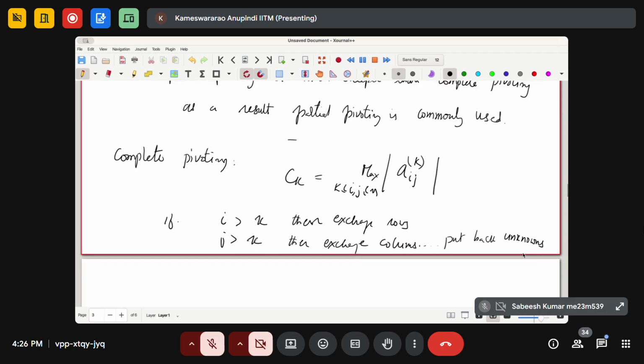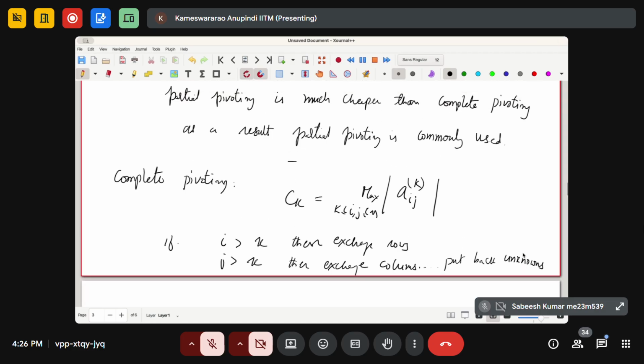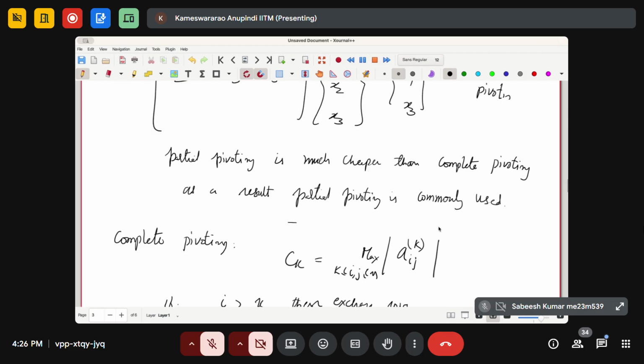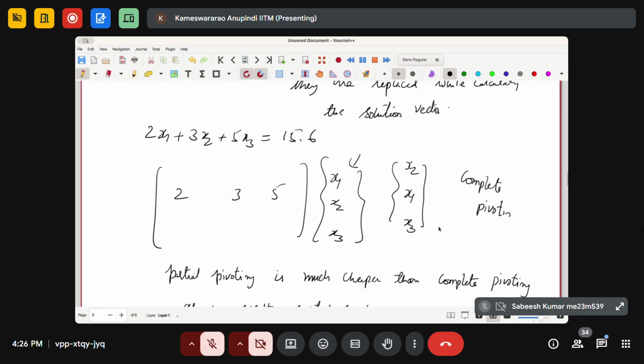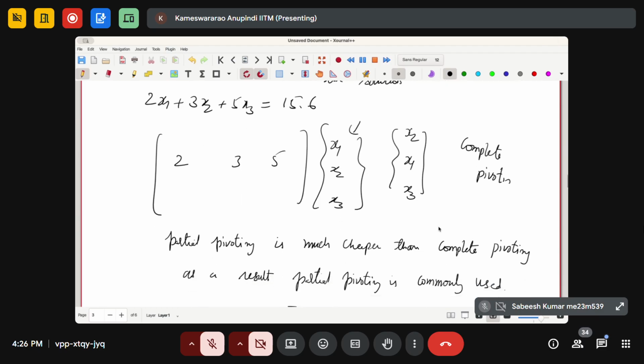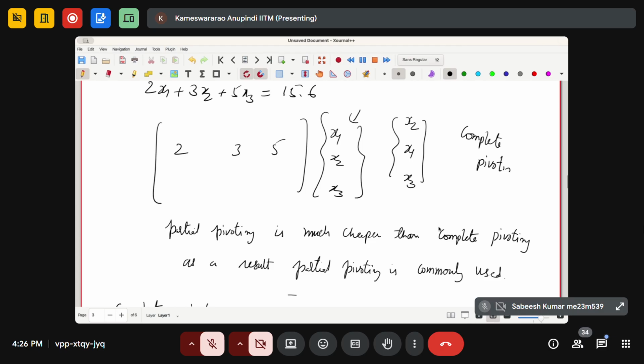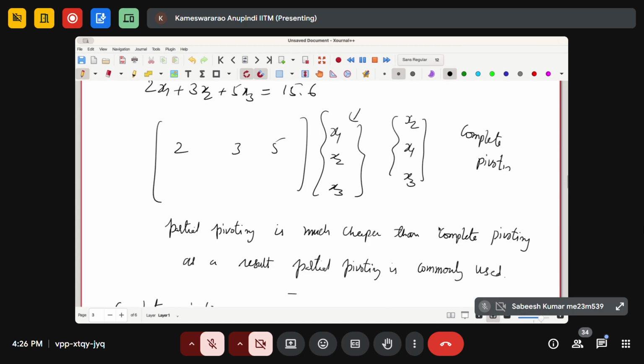Sir, one thing I want to ask you is that in complete pivoting, since we are exchanging the row and the column as well, and we are adding the complexity of keeping track of how the variables get altered in that also. Instead of that, what is the fundamental advantage we are getting compared to partial pivoting?